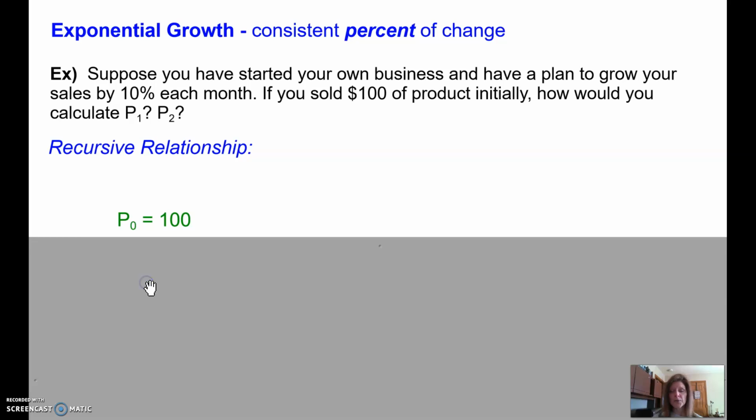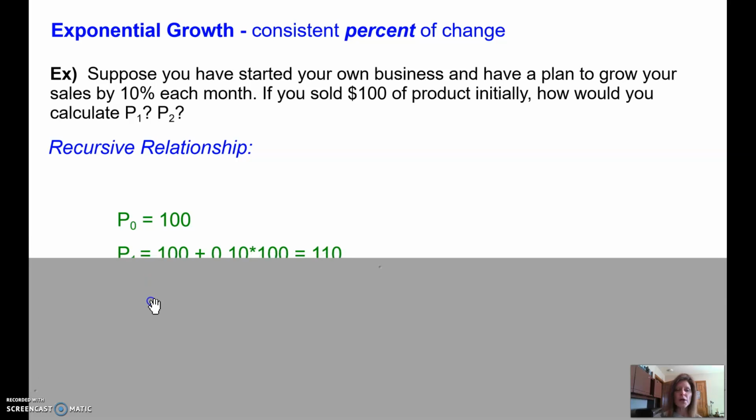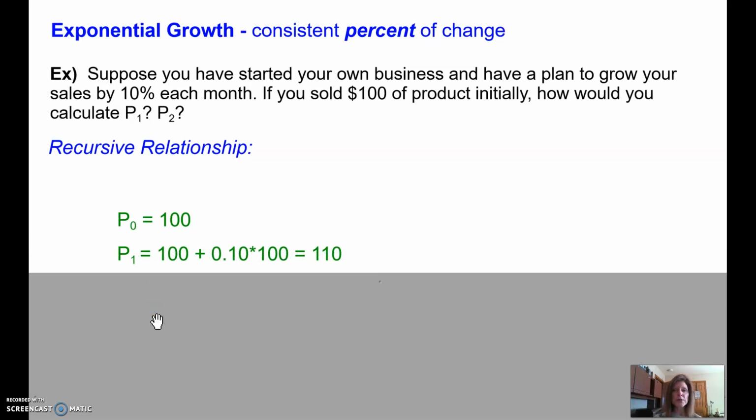Well, our formula has been recursively: start with the initial P sub 0, 100, and then change that. So P sub 1 is going to be the 100 plus, we're increasing, plus 10% of that 100. So to calculate a percent of, we multiply. 10% changed to a decimal is 0.10, so that's why I have the 0.10 times 100 here. When I simplify that, I get 110.